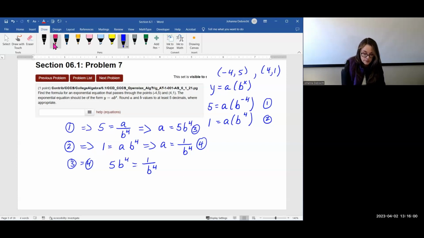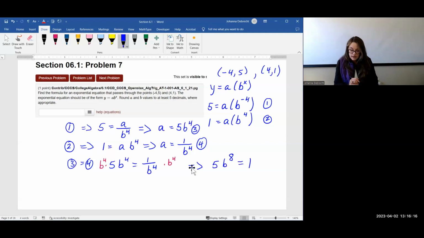And I'm going to multiply both sides of the equation by b to the 4th to get all of my b's together. So this is now going to give me the equation 5b to the 8th equal to 1, right? So that moved all of my b's to the left side. Now I want to isolate b. So the first thing I'm going to do is divide by 5. So this gives me b to the 8th equals 1/5. And then, yes, I have to take the 8th root.